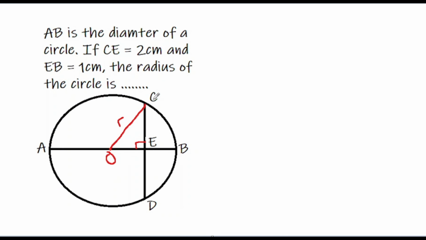Okay, and we are given CE to be 2 centimeters. Alright, and we are given EB to be 1 centimeter. Okay, this is 2 centimeters. Alright, now we have a triangle here already. We have triangle OCE. Triangle OCE is a right angled triangle. So we can use Pythagoras theorem to actually find our r. So let's label OE as x.